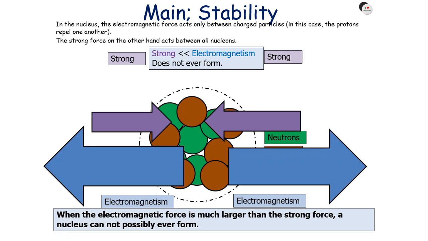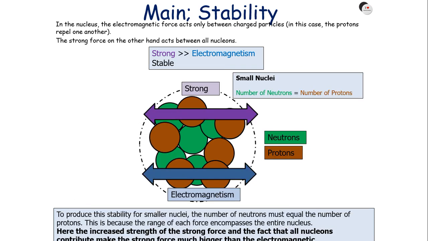Now, if the electromagnetic force was a lot larger than the strong force, then the nucleus would never form because the repulsive force would be larger than the attractive strong force. So, let's consider this idea. Now, how can we make the strong force much larger than electromagnetism?